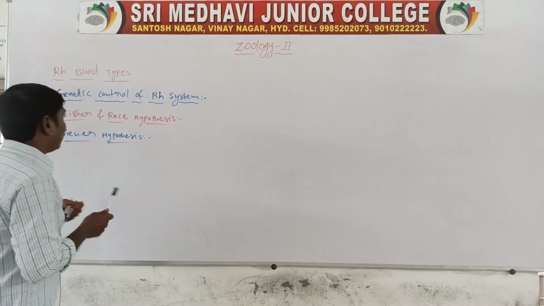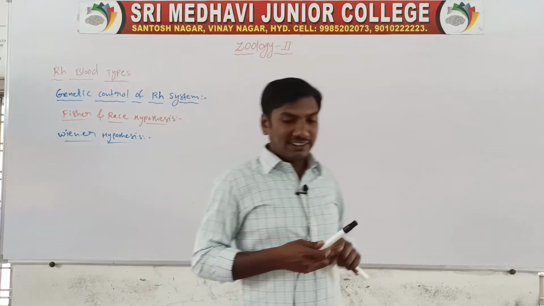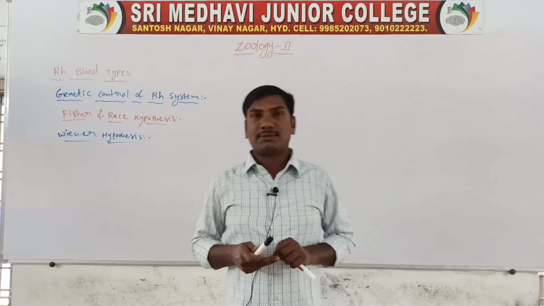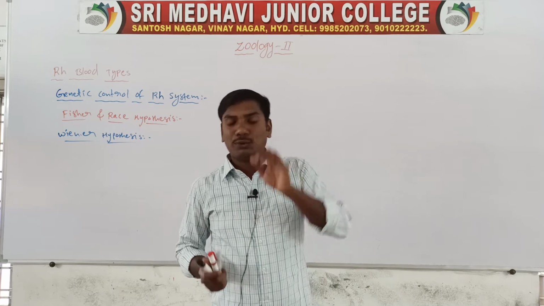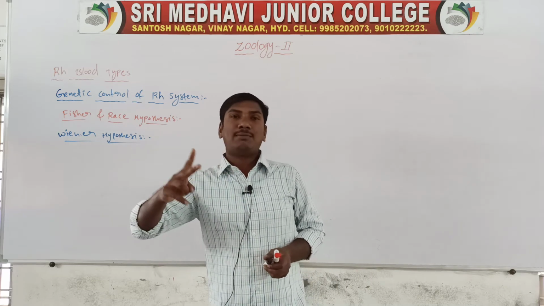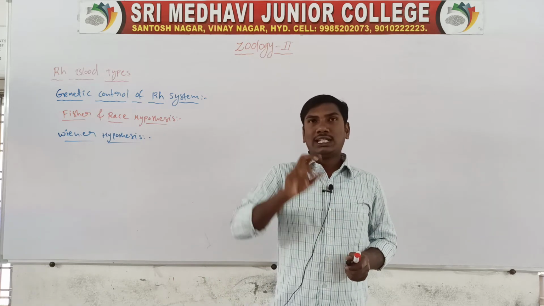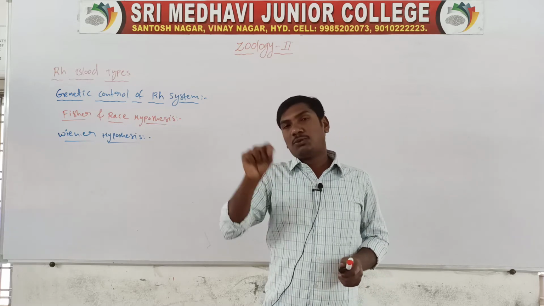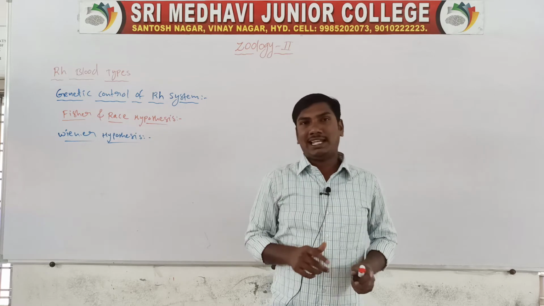First, the Fisher and Race hypothesis. They proposed the genetic control of the RH system. For example, a single gene contains two forms or variations, which are called alleles. For the ABO blood group, these alleles are on chromosome number 9, and the gene name is I.